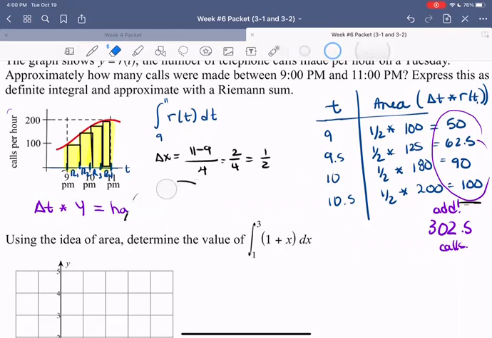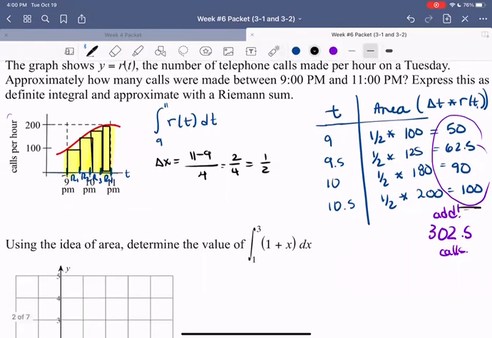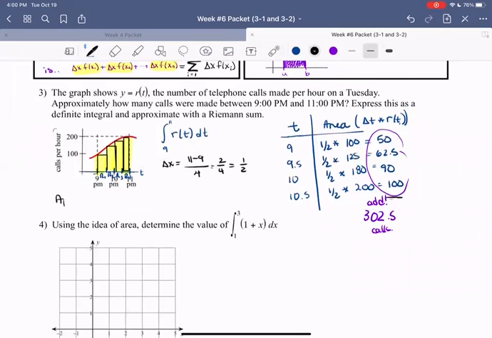So then we can summarize by saying approximately 302.5. So we'll round up. So 303 calls were made between 9 p.m. and 11 p.m.